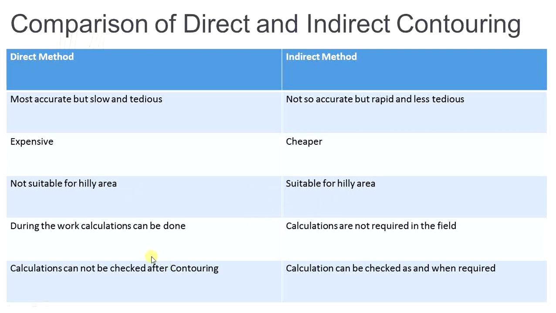In the direct method, calculations can be done during the work, which is the most advantage. At the time of the work, we have to calculate side by side. But in the indirect method, calculations are not required in the field. In the indirect method, calculations cannot be checked after contouring, but in the direct method, calculations can be checked and changed when required.